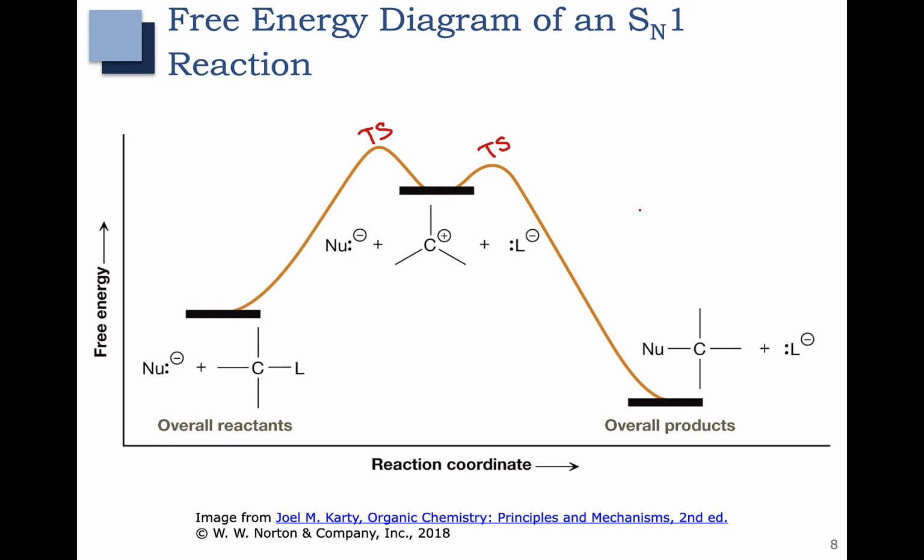For right now, what you want to be able to do is draw mechanisms for the SN1 and SN2 reaction. You also want to be able to match these reactions to their respective reaction coordinate diagrams and label the reaction coordinate diagrams appropriately. In the next video, we're going to look at the stereochemical outcomes of the SN1 and SN2 reactions, and it'll help us to understand why the difference in the mechanism is so important.